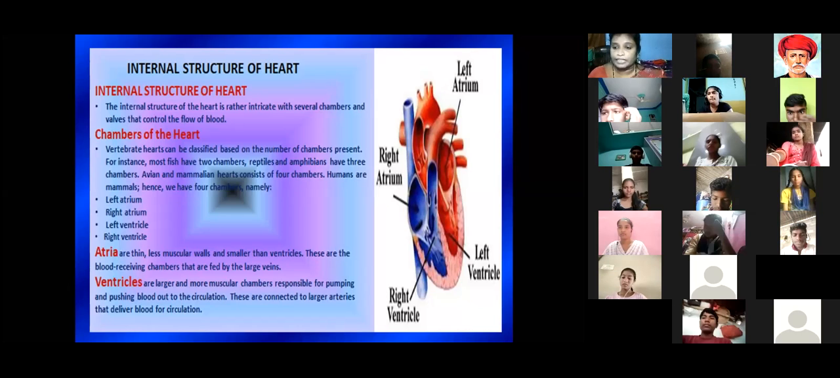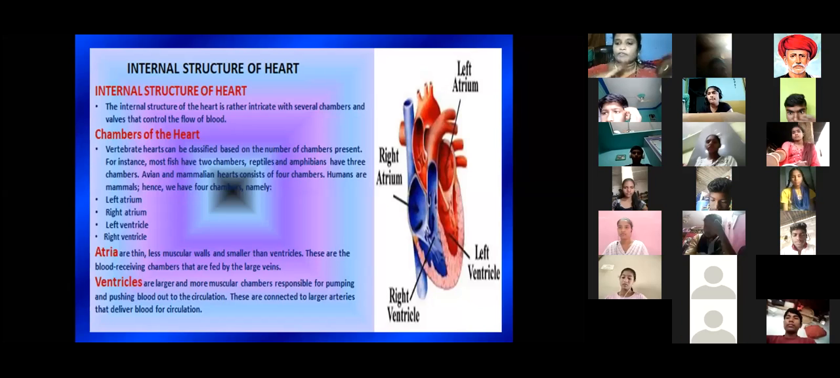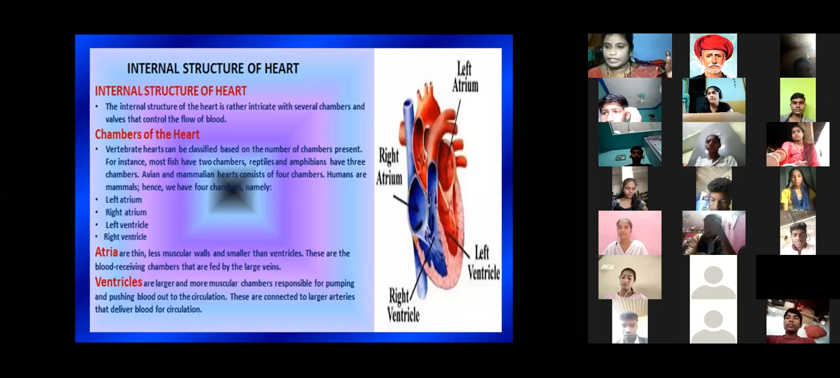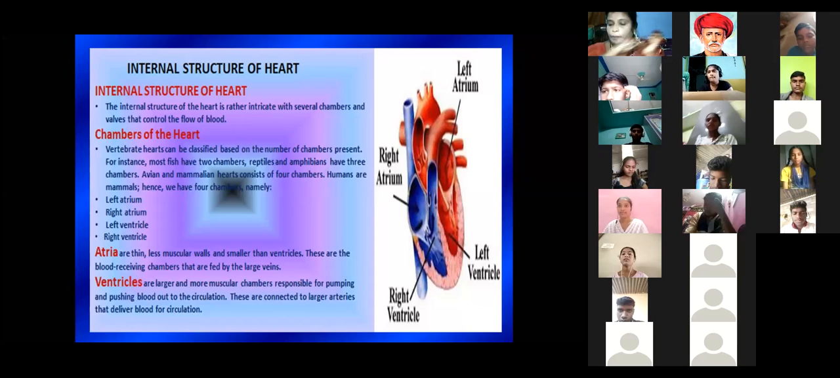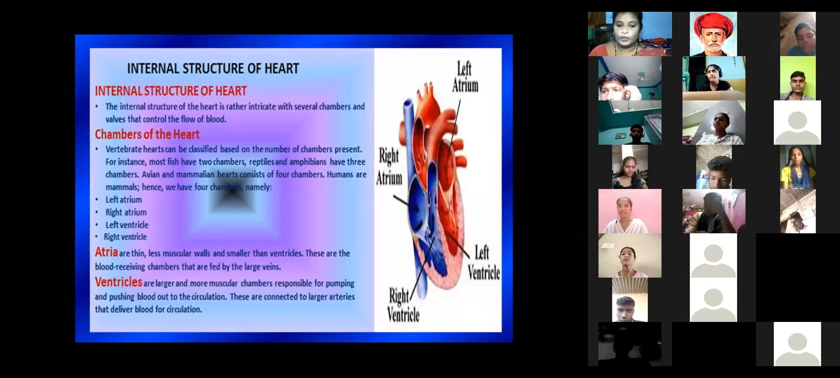Next, atria and ventricles. The atria have less muscle and are smaller than the ventricles, as discussed in the previous class. The atrium is a blood receiving chamber, and the ventricles are pumping chambers, pumping blood through all parts of the body. Compared to the atria, the ventricles are bigger. This is about pumping and pushing blood into circulation.